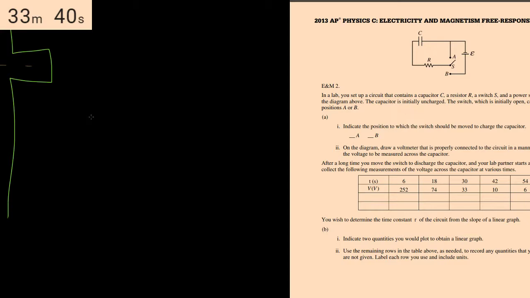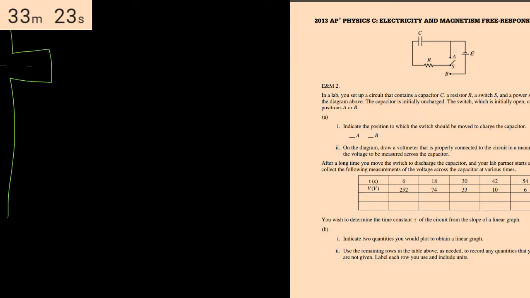In a lab, you set up a circuit that contains a capacitor C, resistor R, switch S, and a power supply, as shown in the diagram above. The capacitor is initially uncharged. The switch S, which is initially open, can be moved to positions A or B. Indicate the position to which the switch should be moved to charge the capacitor.